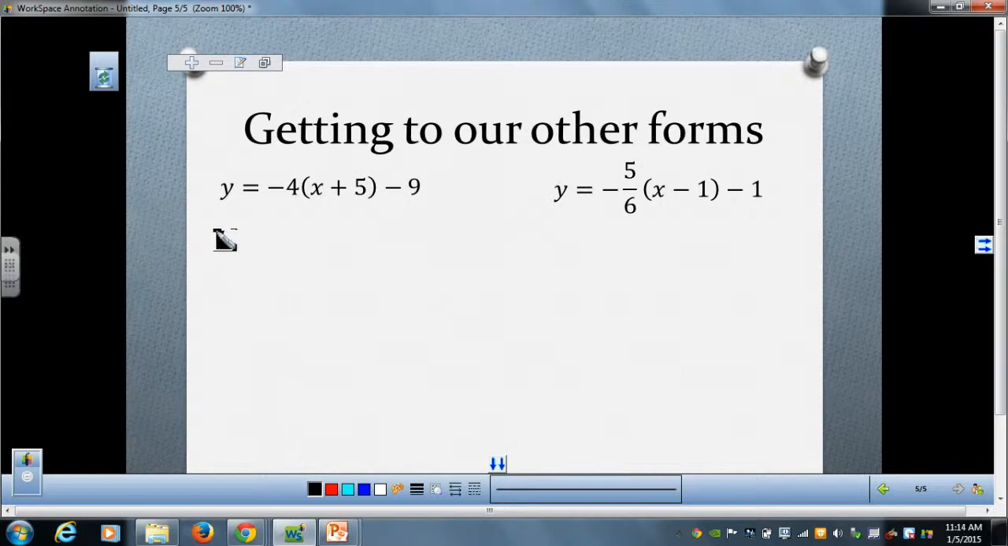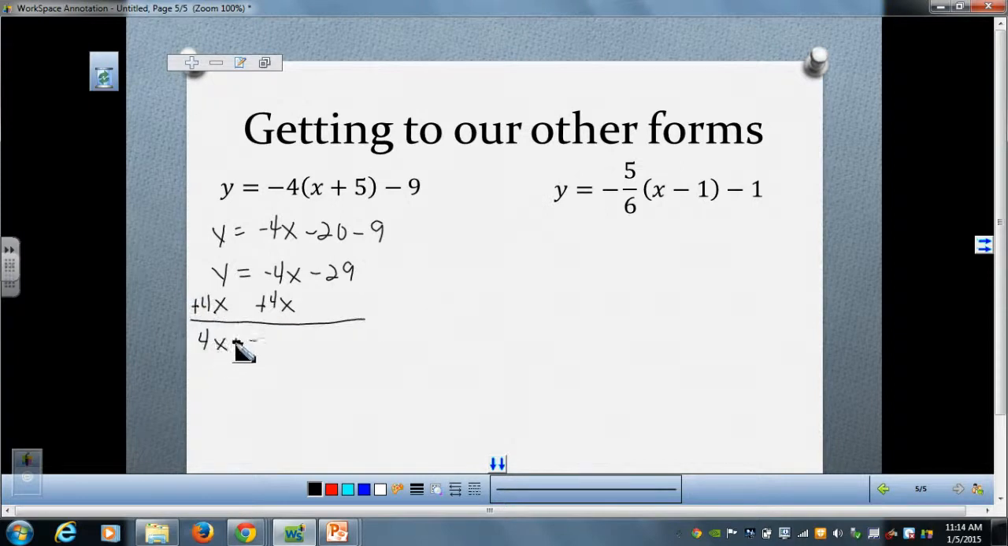All right, so y would equal negative 4x minus 20 minus 9. y would equal negative 4x minus 29. Once again, notice no fractions, so all I need to do is add our x term to the left-hand side. So 4x plus y equals negative 29. So, slope-intercept form, standard form.